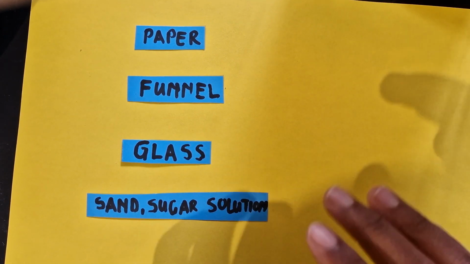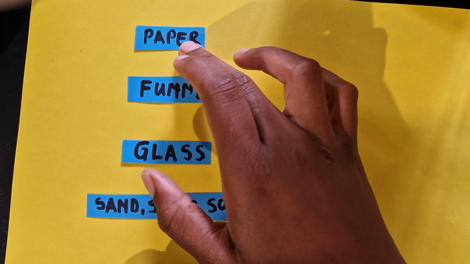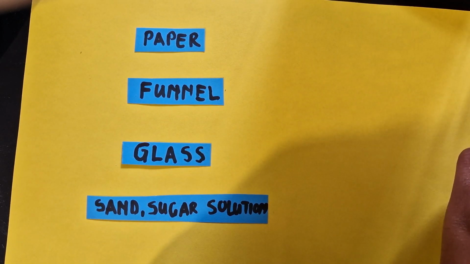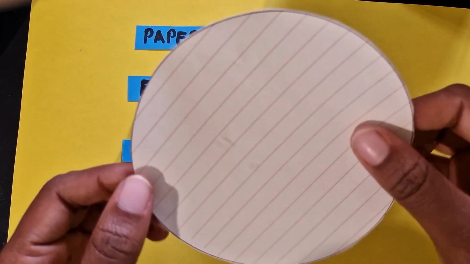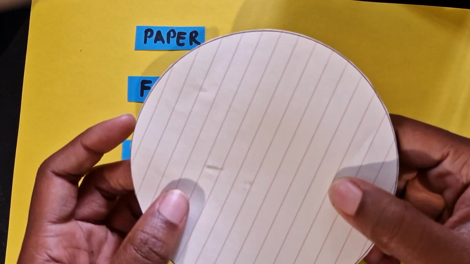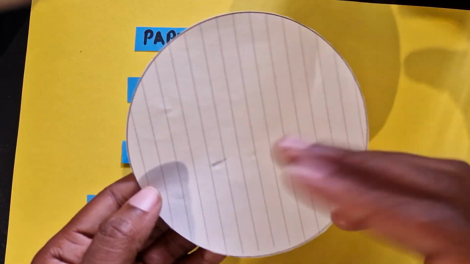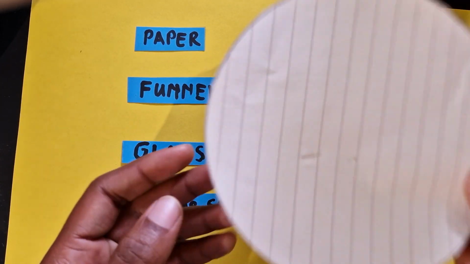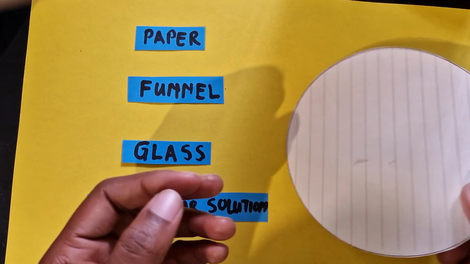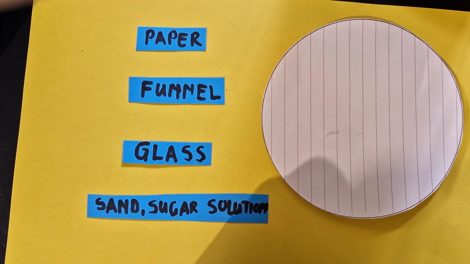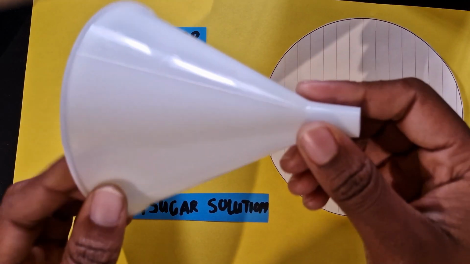So for step 2, I said that they have a filter paper. I don't have a filter paper at home, but I made myself a paper. So this will be like a filter paper. I just took a page from a book, drew a circle, and then cut it out into a circle. Right? You need something like this, a paper that is circular. So there's our paper, and then the second thing we need is a funnel.